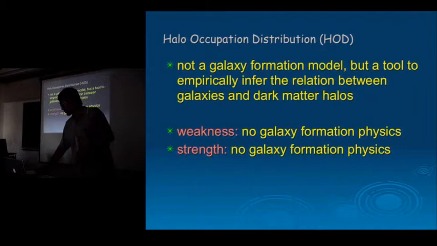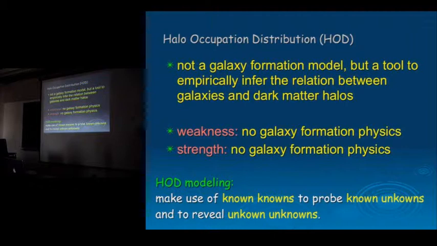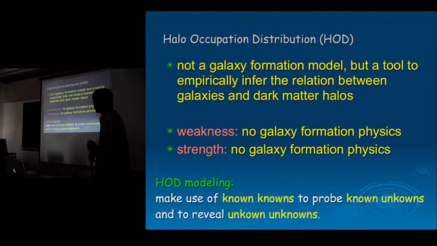I think I can borrow some words from the famous American philosopher Donald Rumsfeld. I can say HOD modeling is just making use of known knowns to probe known unknowns and to reveal unknown unknowns. The known knowns are the observations and everything we know about dark matter halo properties. The known unknowns are the relation between galaxies and dark matter halos, which is important in the galaxy formation process. And the unknown unknowns are, for example, some unexpected trends in the relationship between halos and galaxies. So thanks to Donald Rumsfeld, I can summarize the HOD like this.